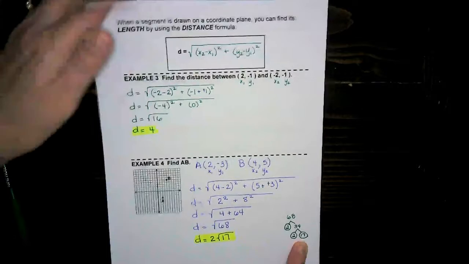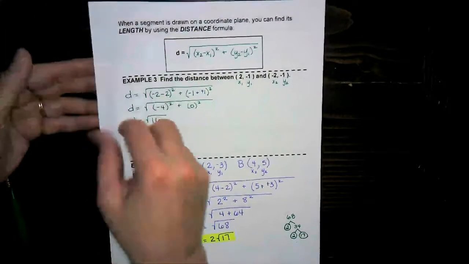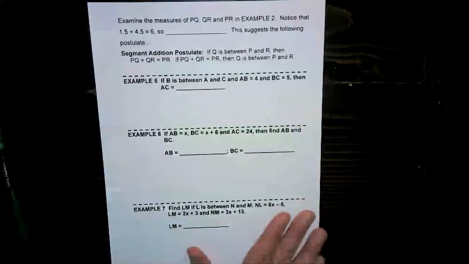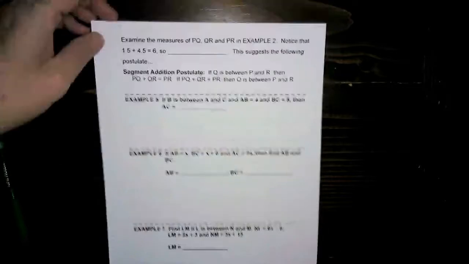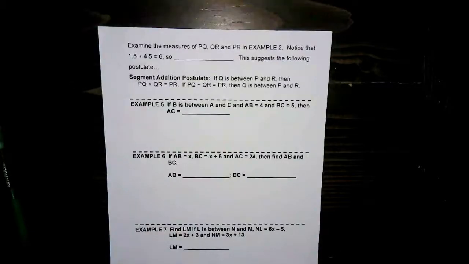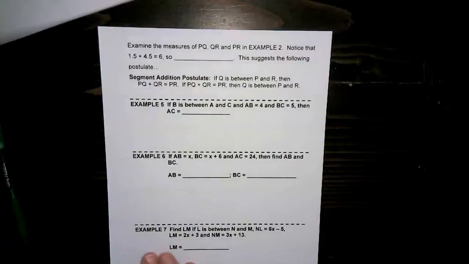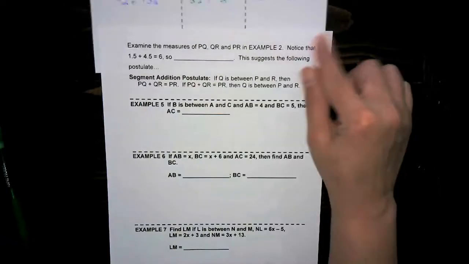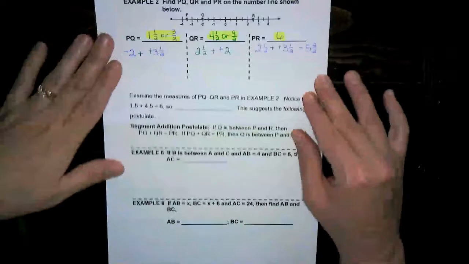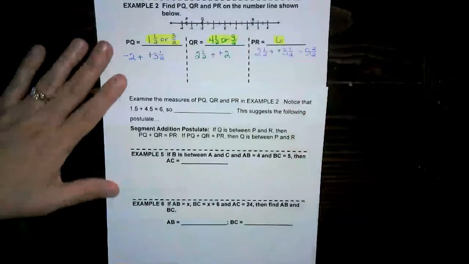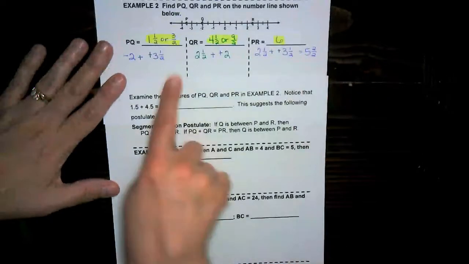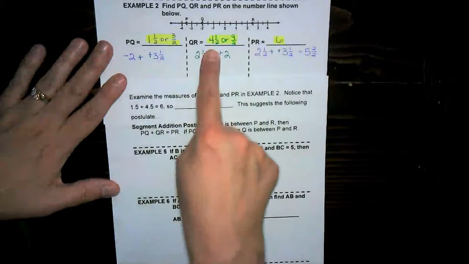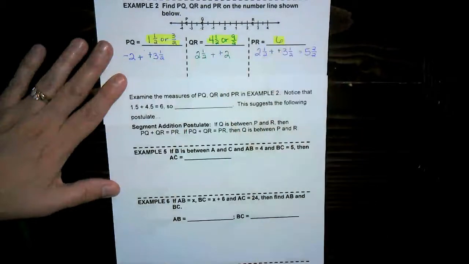Okay, let's keep going. We're doing great, looking at all the different ways we can find the distance. Now, in example 2, back when we did the number line piece, I'm going to bring that back here so we can look at it. Back in example number 2, you remember that the 1.5 plus the 4.5 equals 6.